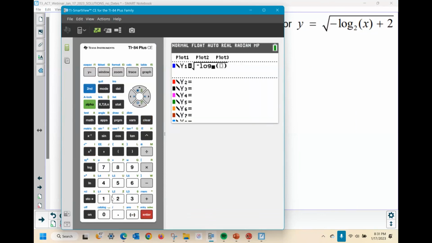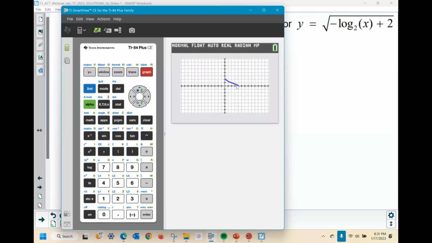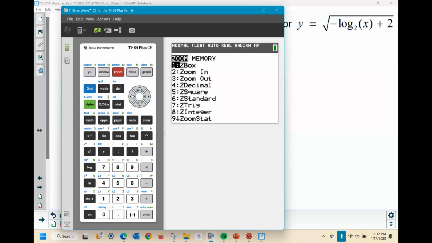And I can type in the base 2 and then right arrow into the argument and type in the x, and right arrow still under the radical sign and type in the plus 2. So there's that expression right there in y1. And I can go ahead and graph this. I think I like this window. This window's okay. I'll graph it. I'm getting this funny looking thing here. And this one, I might even go to zoom decimal on this one. Just cut that in half.